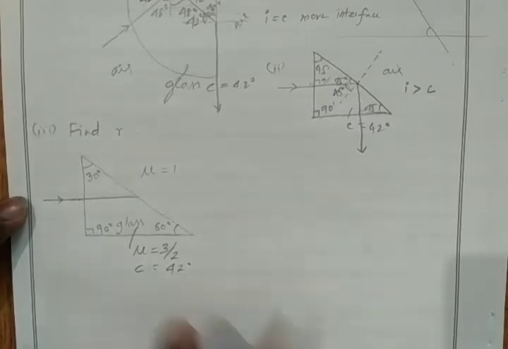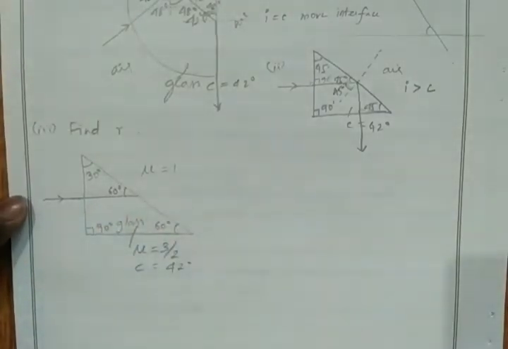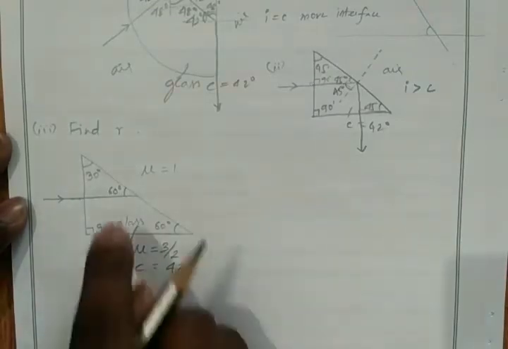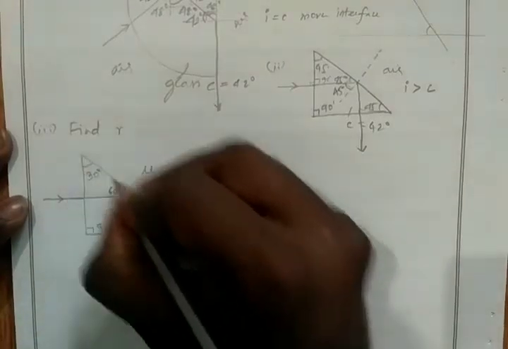Then find the angle. If this is 60 degrees, then this also will be 60 degrees. So now this is our incident ray. But we have to find the incident angle. Then only we can find the refracted angle. So how to find the incident angle? Draw a normal line for this hypotenuse.